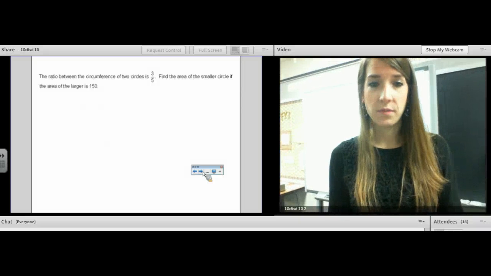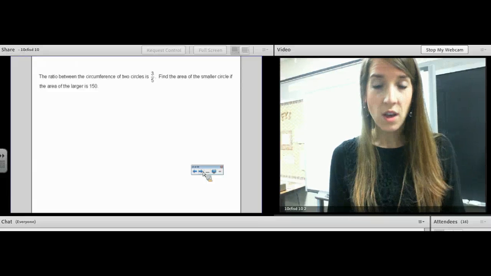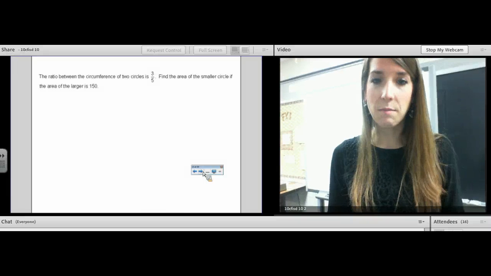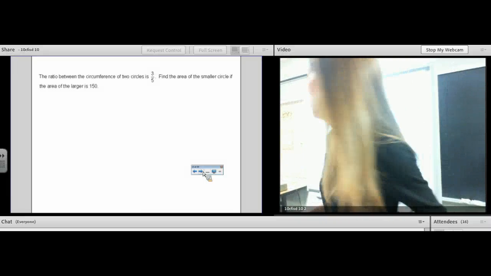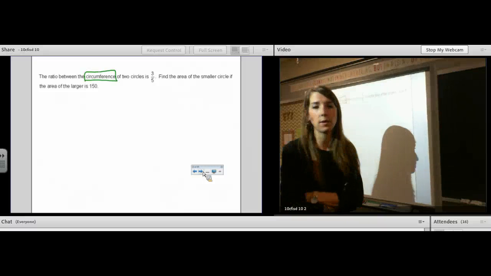All right, we haven't done these in a while. Let's do these. The ratio between the circumference of two circles, guess what? We could care less that these are circles. Remember, all we care about is dimensions. What dimension am I in? Circumference. Is that 1D, 2D, or 3D?